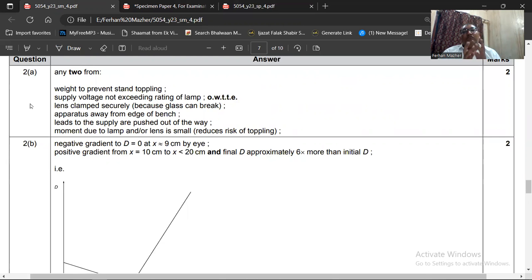So you should try to keep the moment of the lamp and lens smaller. So the length of the clamp should be smaller.